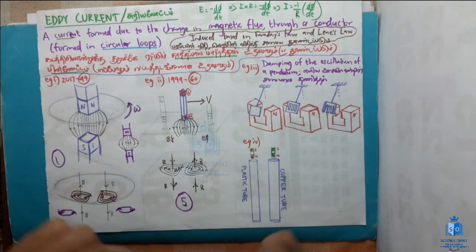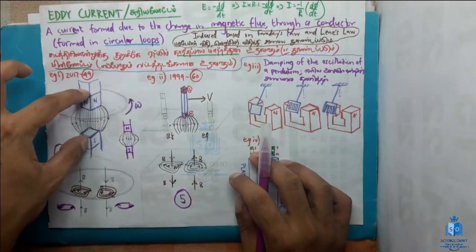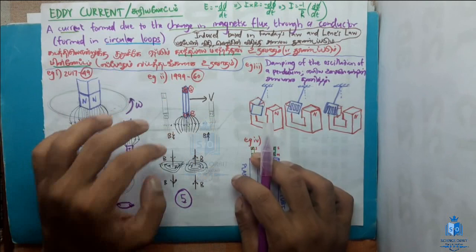Just a little different between this and this, I wanted to explain two questions. One, the conductor is moving, magnet is stationary. Here the magnet is moving, conductor is stationary.